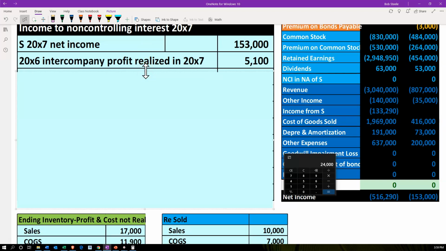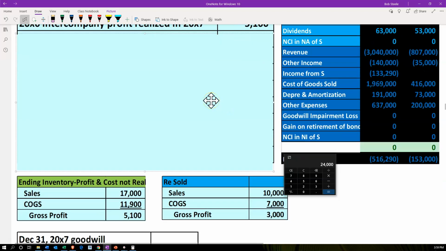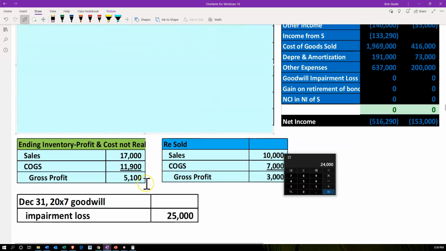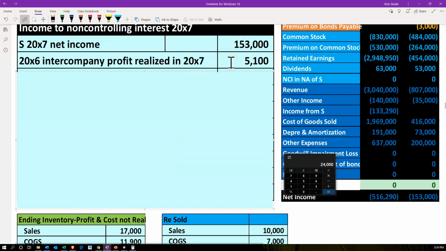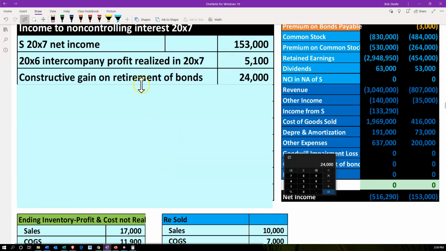So, in other words, these are amounts that are not included by S in the 153,000, but will be included once we do the consolidation. So then we have the 2000 X6 intercompany profit realized. This has to do with that inventory. So the inventory calculations we did a little bit earlier. We're going to be picking up that 5,100. That 5,100 is going to be included here. We're going to have to make an adjustment for that.